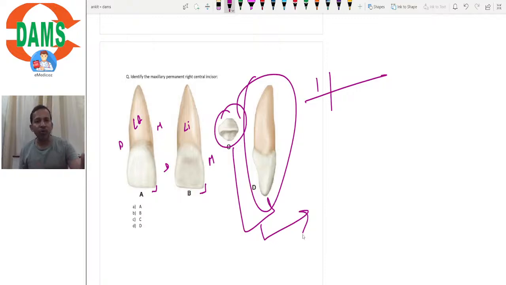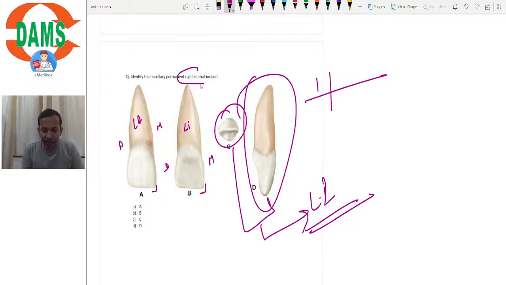So first of all, let's rule out options C and D. These are lateral incisors, not central incisors. Now we are confused between A and B. Which of these two is the maxillary permanent right central incisor? Now we are concerned about the right and the left. Clear? Again, you can position them into your own oral cavity. This is the second diagram. Lingual view, mesial on your right, distal on your left. Do you think this is the right or the left central incisor?